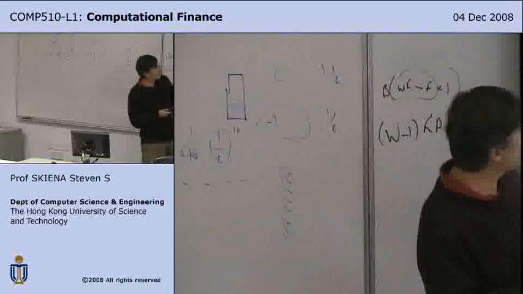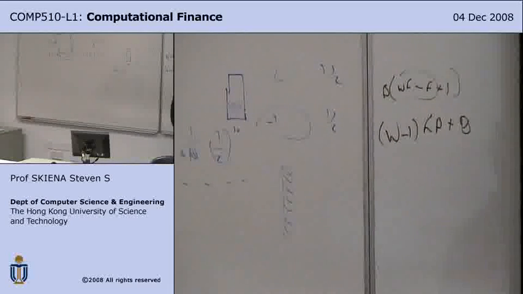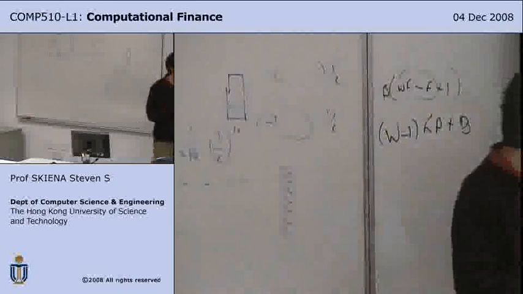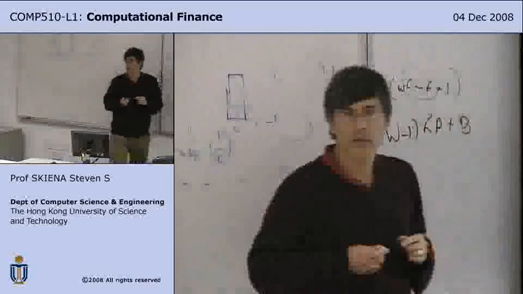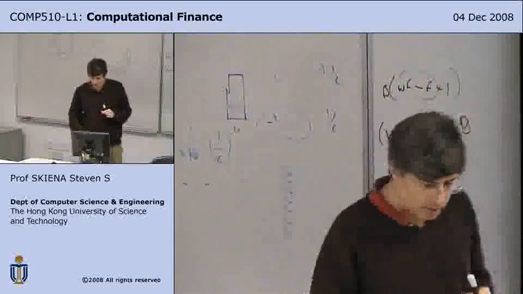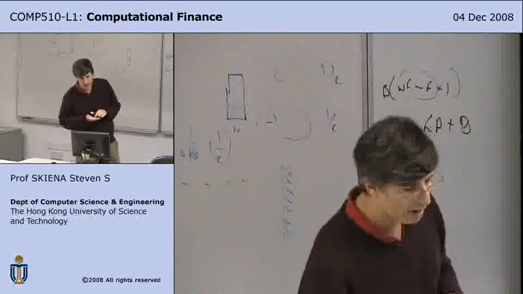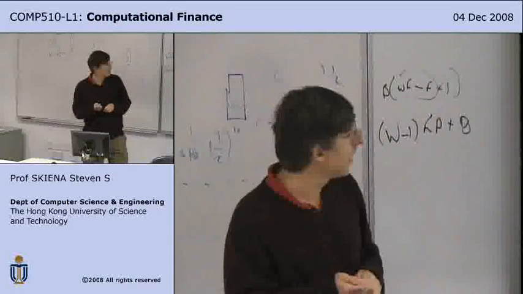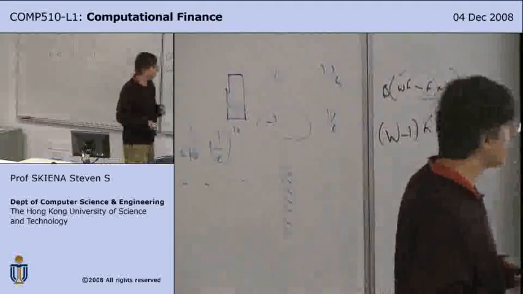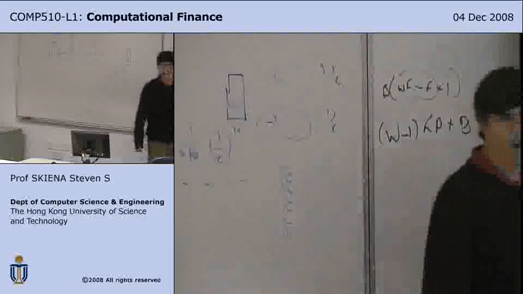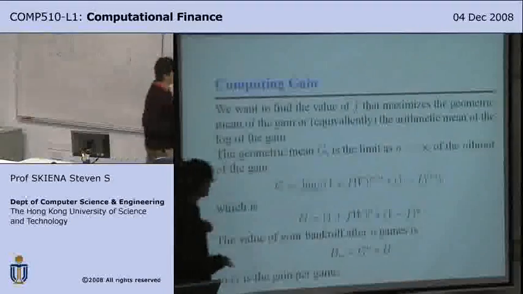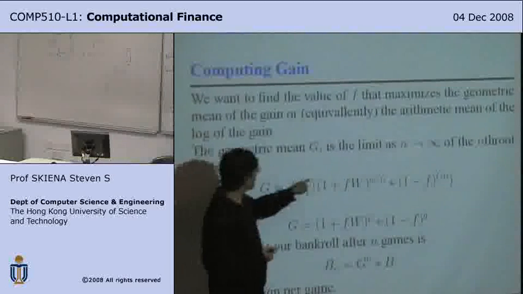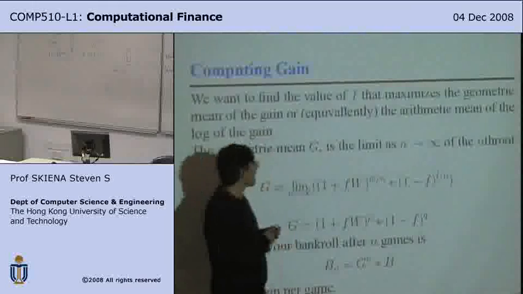So the claim is that if we do it like this, after we play enough iterations, if I win, I multiply my bankroll by this. If I lose, I multiply my bankroll by that. My gain after n rounds is this over my initial bankroll, which is this. If I want to maximize the geometric mean, I want to maximize the nth root of this thing. The geometric mean of the gain would be the nth root of this, which means raising it to the 1 over nth power.